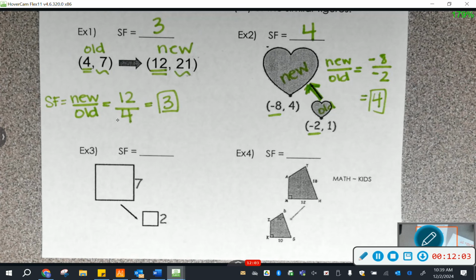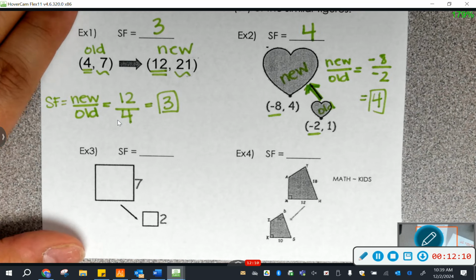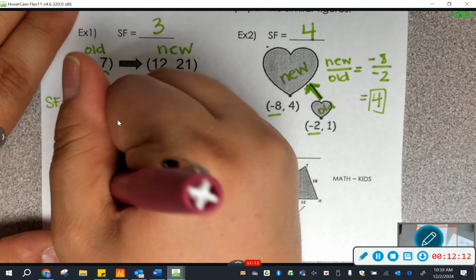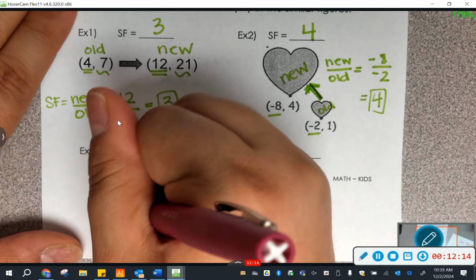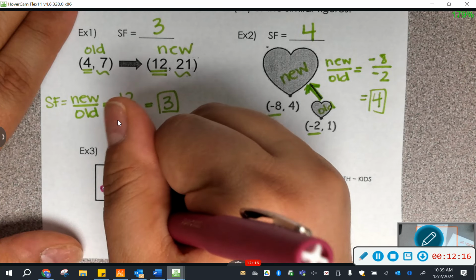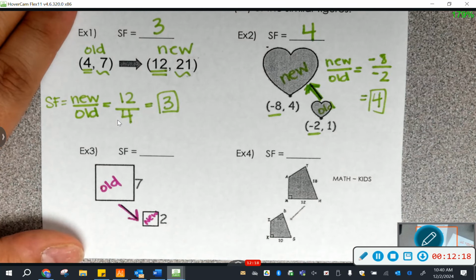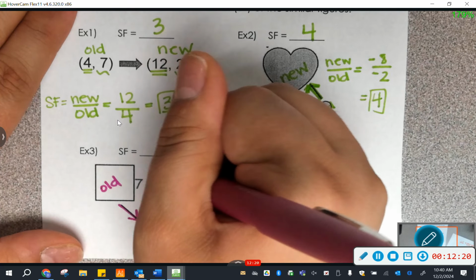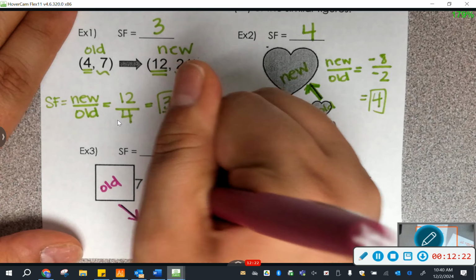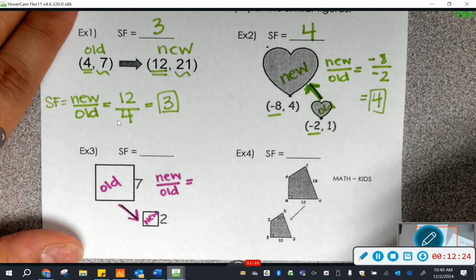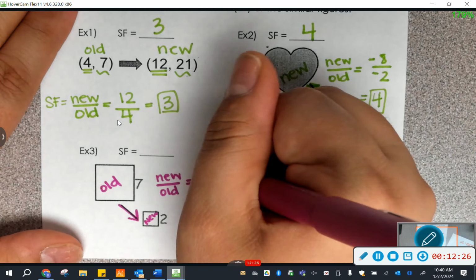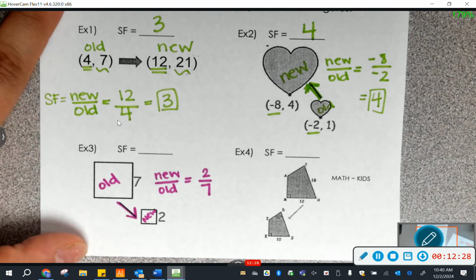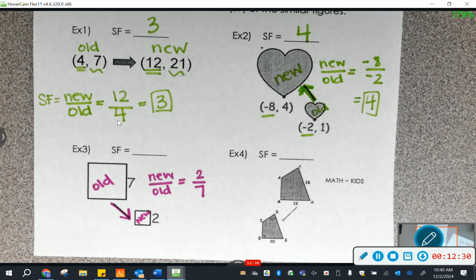What about on number 3? Which one is old? Which one is new? 7 is old. Can y'all make that arrow bigger again? 2 is new. So again, you're going to do new over old. So what am I going to do? 2 divided by 7. What is 2 divided by 7?